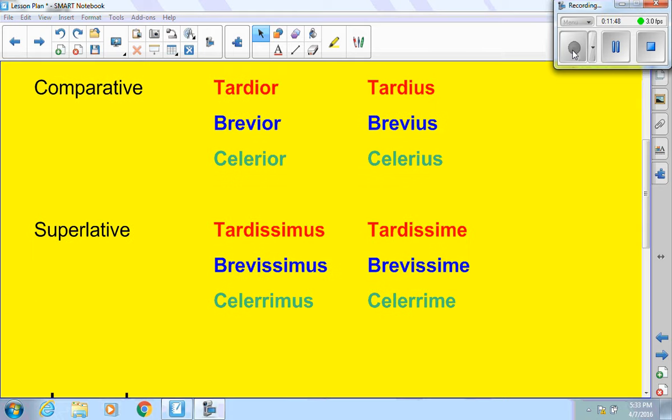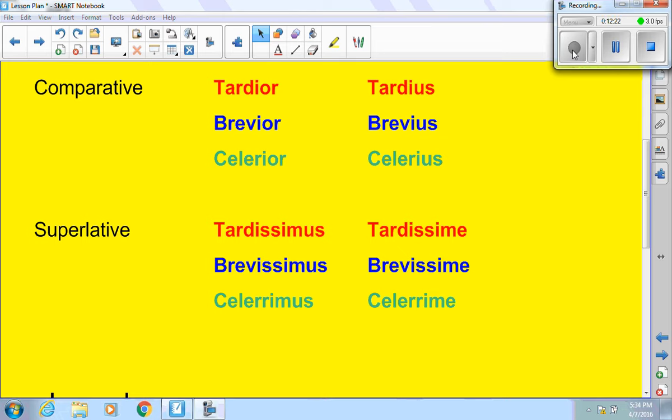When I get to the superlative, it's a little bit different. For superlative adjective, I'm going to take the root of the word and I'm going to add issimus. And that's for all three declensions. Brevissimus, celerrimus. I get a double S normally unless the base of the word ends in an R or an L. That's why celerrimus has a double R. Celer ends in an R, so you double the R and add IMUS. If it were to end in an L, like facilis, the base of the word ends in an L, facil, you double the L and add IMUS.